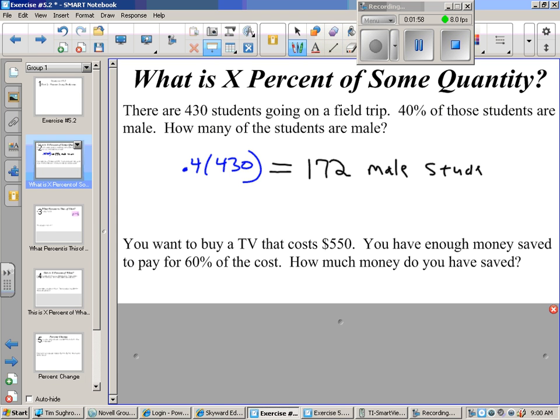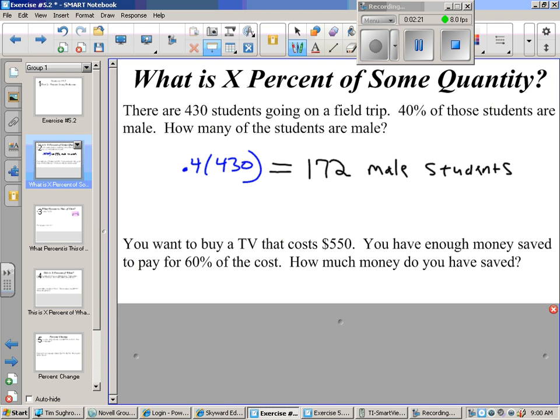If it asks for how many female students, there's two different ways that you could do this. Just to talk about it a little bit, what if it said there are 430 students, 40% are male, how many are female? There's two different ways that you could do it now that you found the number of male students. Can someone tell me one of those ways? Yep. Just subtract 172 from 430.